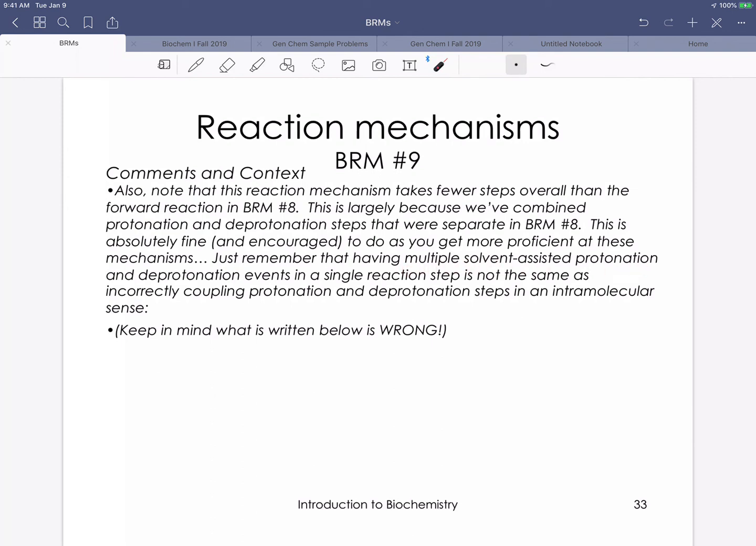Having multiple solvent-assisted protonation and deprotonation steps as a single step is not the same as doing things intramolecularly. So I'm going to make sure to highlight something that is wrong here. So we're going to draw a mechanism for something that is not what we'd like to see. Okay, so this is just common things that I've seen in the past as students work through these mechanisms. When we're talking about proton transfer here, one of the things that we don't want to see is these electrons coming out and trying to grab this proton, pushing these electrons down there. These intramolecular reactions are not going to happen.